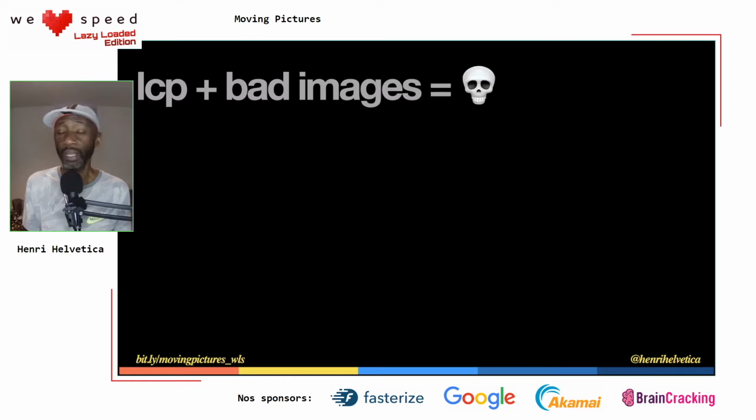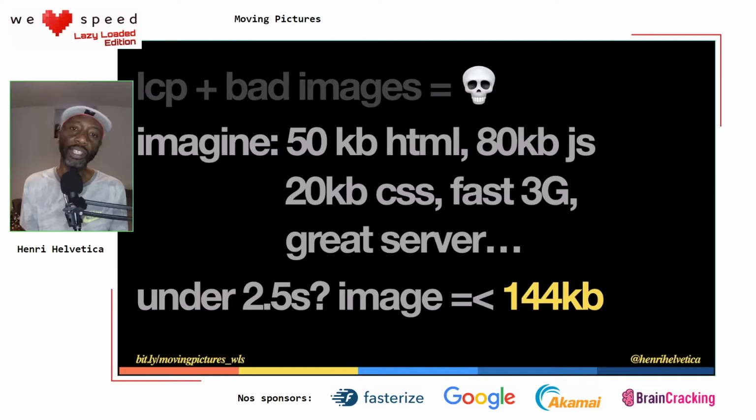Now, imagine this. 50 kilobytes of HTML, 80 kilobytes of JS, 20 kilobytes of CSS, a fast 3G connection, great server. If you want to get a great LCP score on Lighthouse, which means that it has to load in under 2.5 seconds, you're going to need an image size of 144 kilobytes or smaller. This is fantastic research that was provided by Patrick Hulst, who's on the core team of Lighthouse. I'll be able to provide a link to a talk that he gave about this.